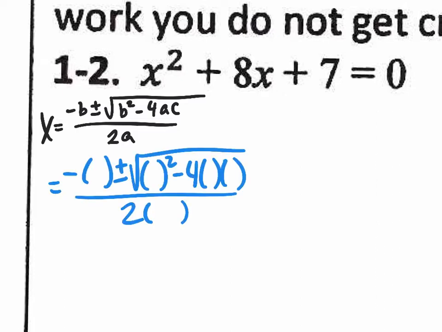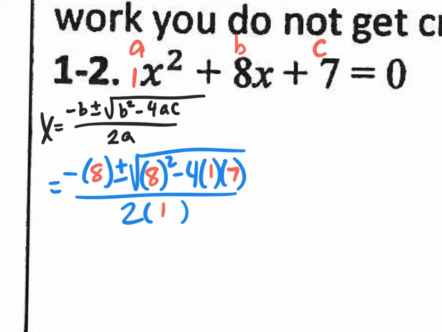Then, of course, you identify your a value of 1, your b value of 8, and your c value of 7. So let's plug in our b value of 8 right there and right there. Plug in our a value of 1 right there and right there. And then you plug in your c value of 7 right there.